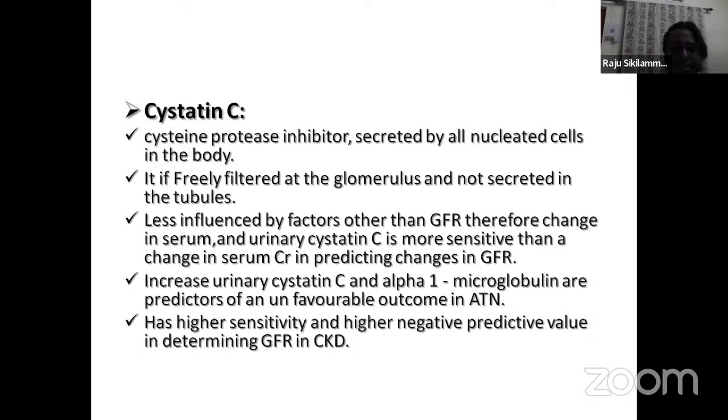Then cystatin C is a protease inhibitor secreted by all nucleated cells in the body, freely filtered at the glomerulus and not secreted in the tubules. It is less influenced by factors other than the GFR. Therefore, changes in serum and urine cystatin levels are more sensitive than serum creatinine in predicting changes in the GFR. Increased urinary cystatin C and alpha-1 microglobulin are predictors of favorable outcome in acute tubular necrosis, with higher sensitivity and higher negative predictive value for determining the GFR in CKD patients.